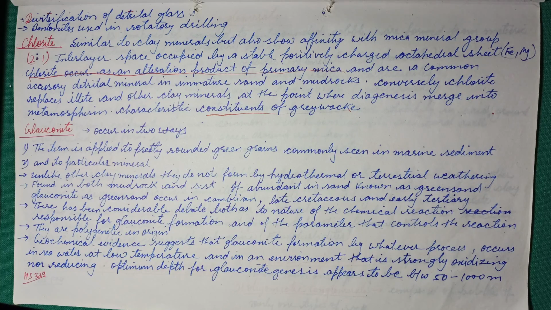Actually, the term is applied to rounded green grains commonly seen in marine sediment. The term glauconite is used for rounded green grains, which are generally seen in marine sediment. So there are two things. If we find rounded green grains in marine sediment, we use the term glauconite. Next is a particular mineral, which we call glauconite.